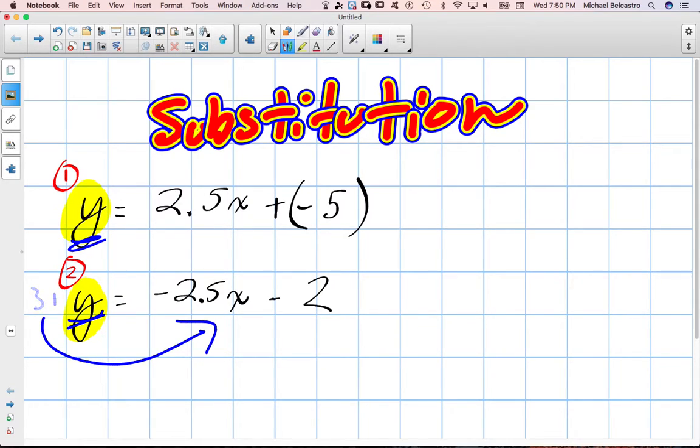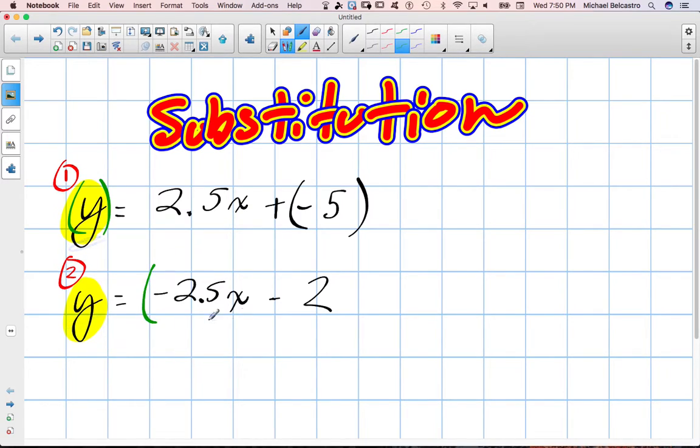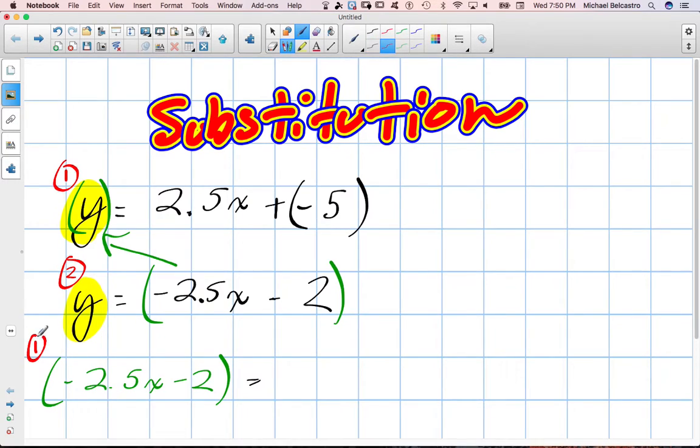So since they've done that, we can replace the y in the first equation with all of this. All of this can be set in place of y, because this is saying that y is equal to this. I won't even call it equation 3, I'm just going to write it in green here. Negative 2.5x minus 2, I'll put that in brackets so that you can see we've replaced it in equation 1. I'll rename this equation 1. We'll replace that, is equal to 2.5x plus negative 5.